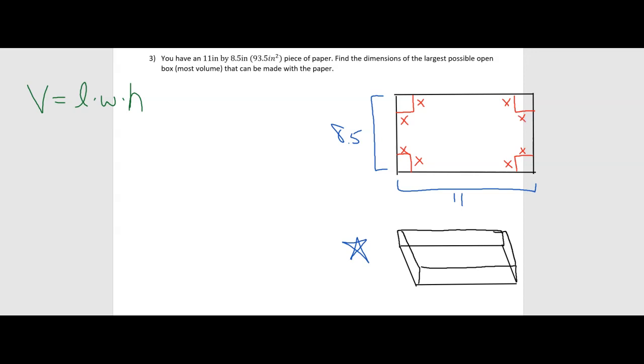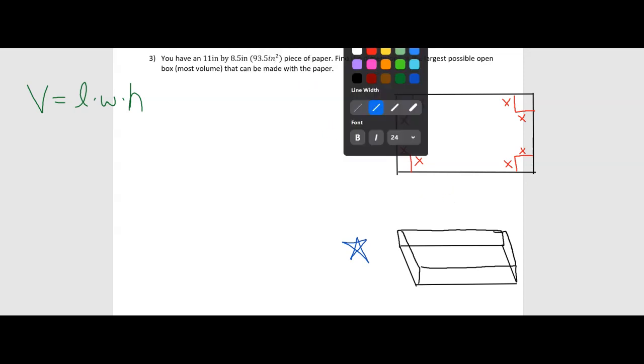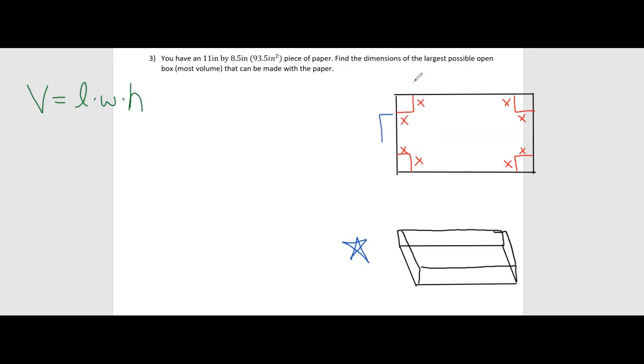Which means that we actually need to measure this distance right here, because that's going to be the new width of our box when I fold it up, right? Because I'm going to be cutting out those corner pieces. So this width right here would be 8.5 minus 2x, right? Because I'm subtracting off an x from either side, right? The entire thing was 8.5. If I subtract off x's from either side, we'll be subtracting 2x.